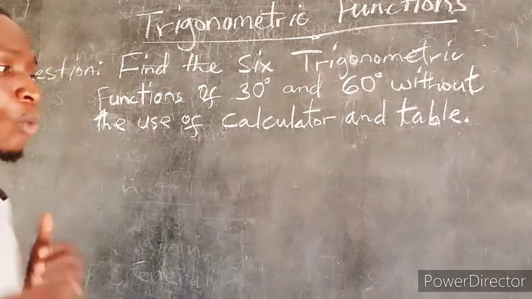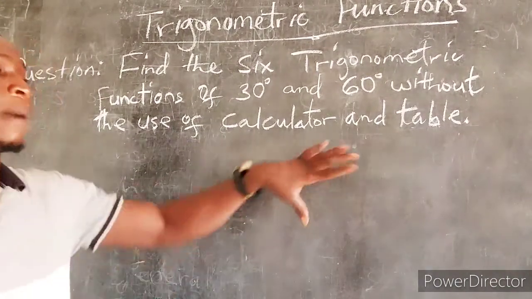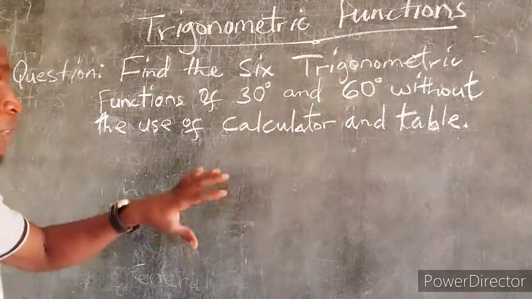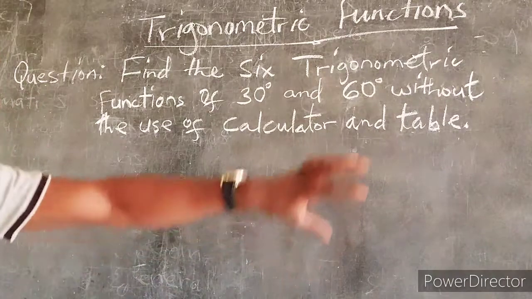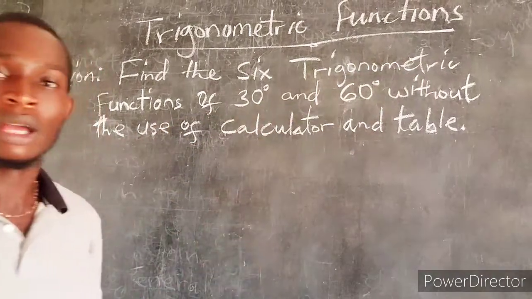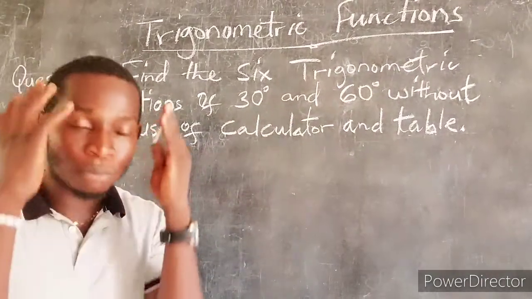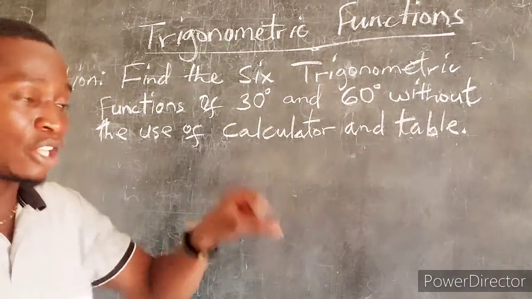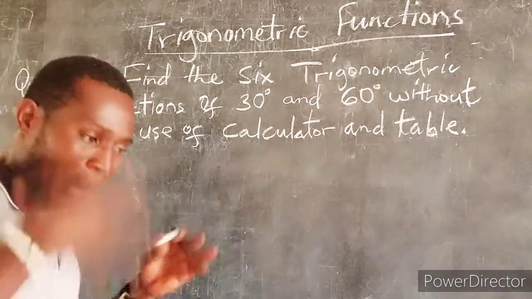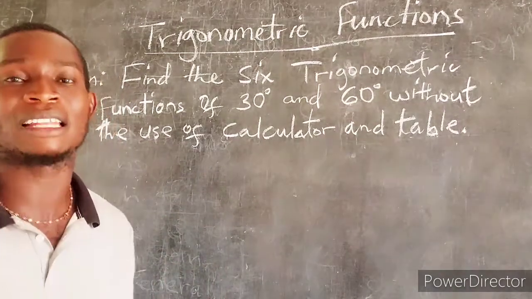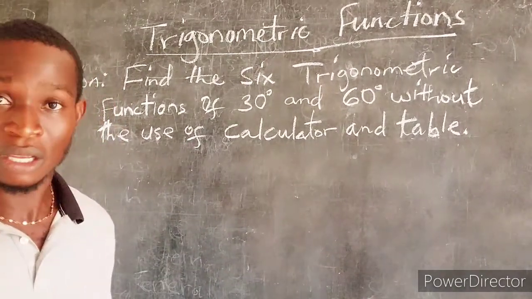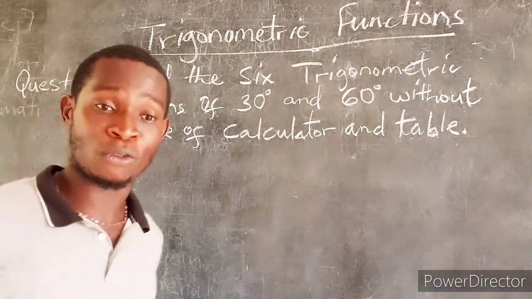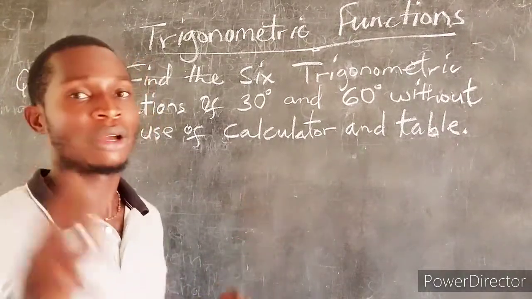What we are about to do now is list the 6 trigonometric functions. As we list them, we go to our equilateral triangle, use our brain, and derive the values. Now we can quickly and easily find the 6 trigonometric functions. You can call them 6 trigonometric ratios or 6 trigonometric functions. It's the same. So now, here we go.